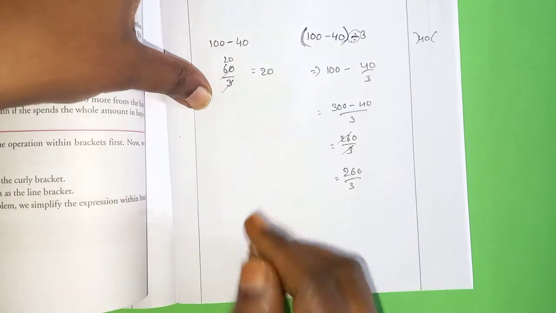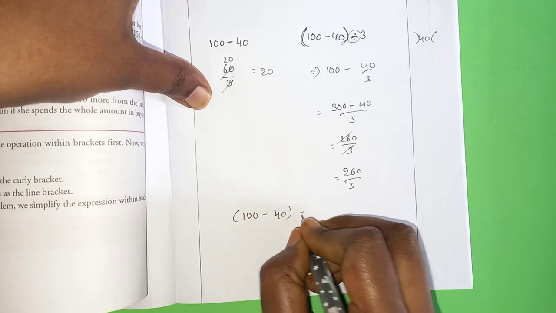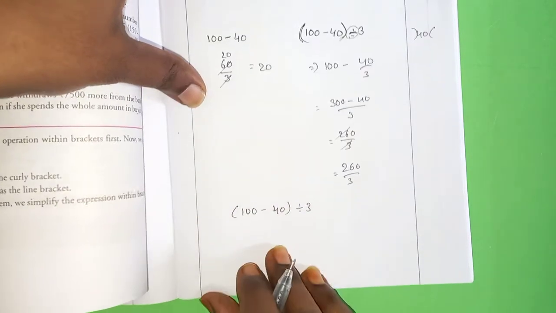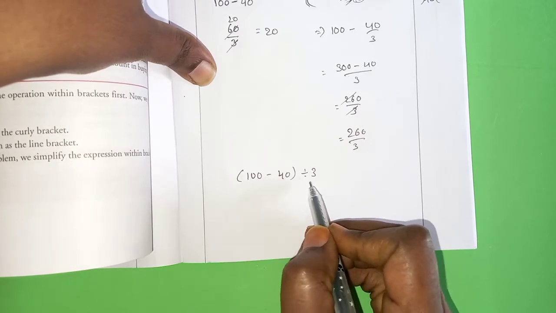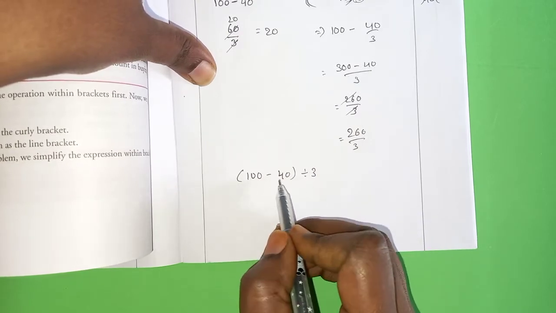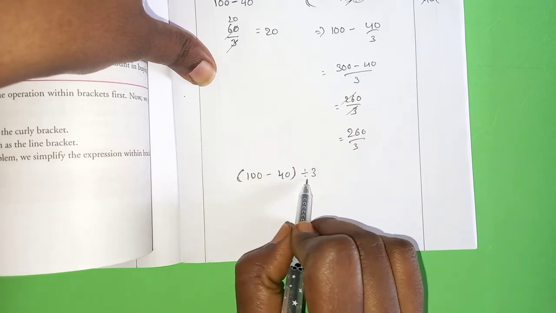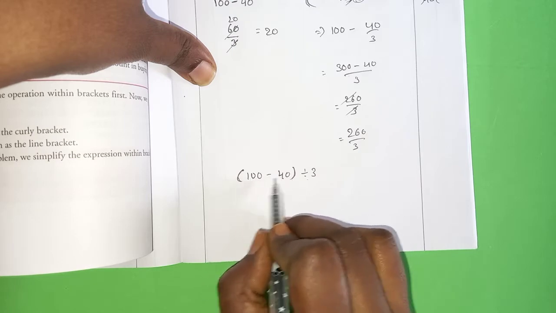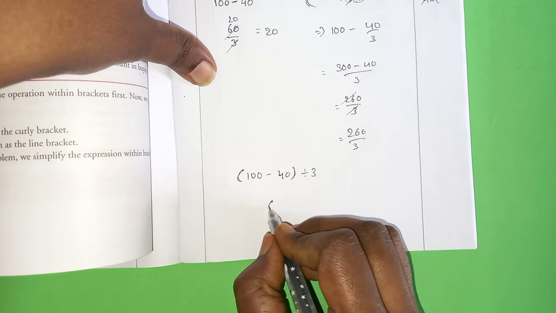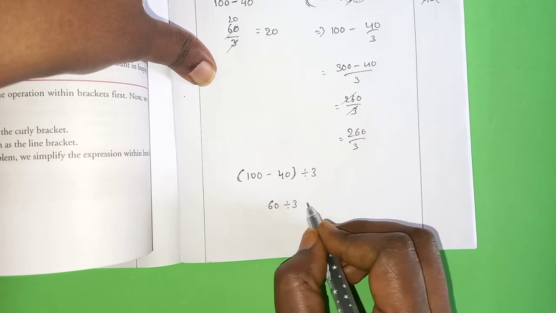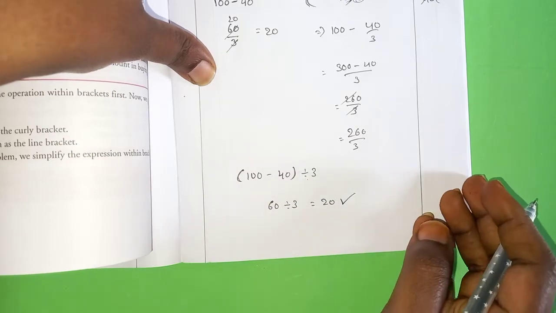If we have a situation like this, then we have to write the expression like this: 100 minus (40 divided by 3). Now division has more priority than subtraction, but brackets have more priority than division. So that is the reason you have to do this calculation first: 100 minus 40, 60 divided by 3. It means the answer is 20. Now you got the correct answer or not? Yes.